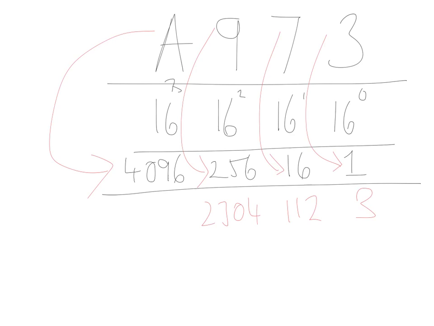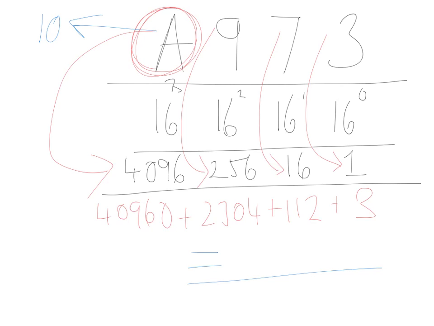2304 here, and then the last one is where it's tricky. This is a small number, we'll try a bigger number later. This relies on us remembering that A has the value of 10 in denary, so we'll do 10 times 4096 to give us 40960. And then like the binary that we've been doing before, we add all the placeholder values together, so plus 2304 plus 112 plus 3 gives us a total of 43379.